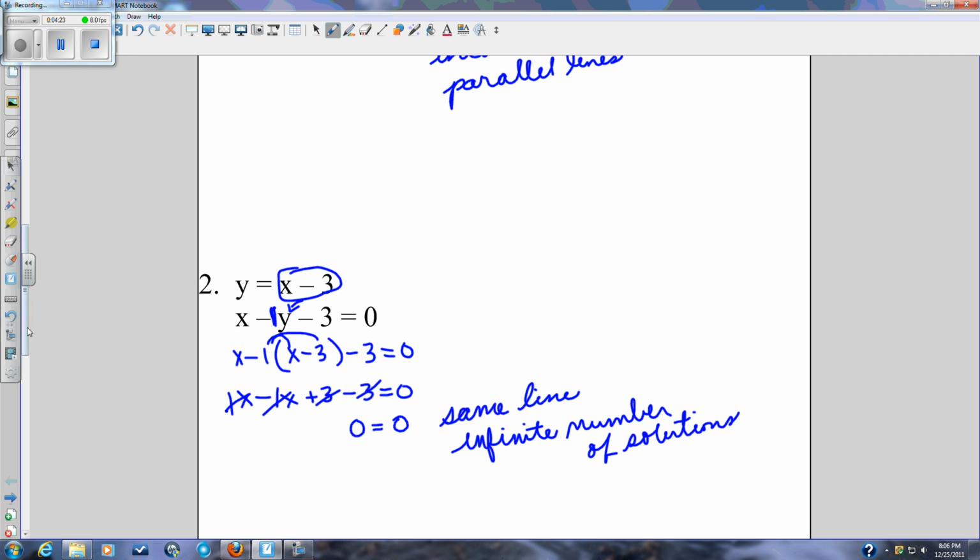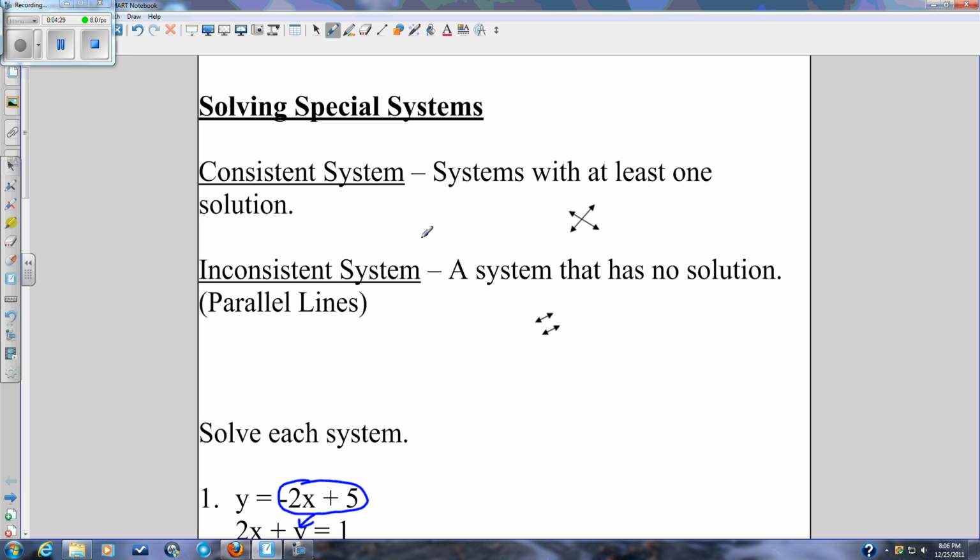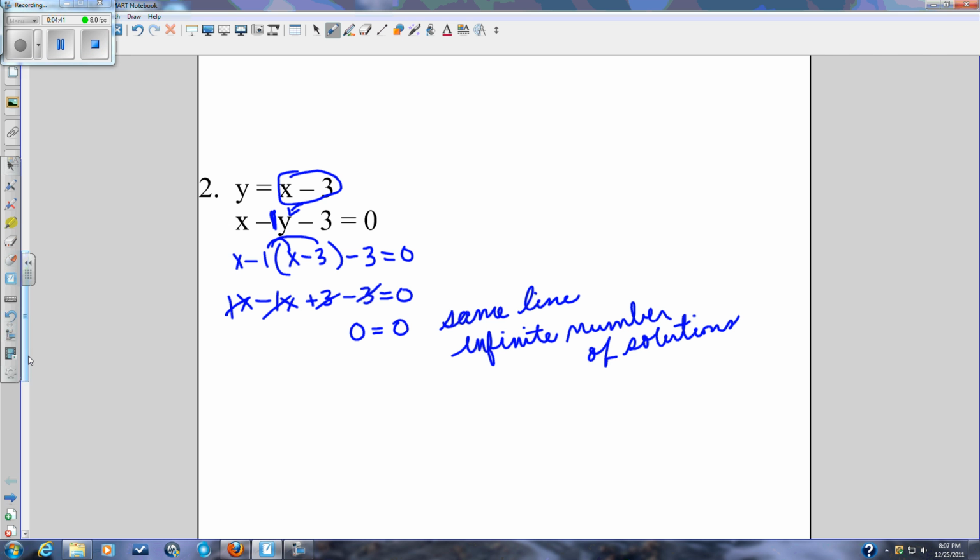Okay? So going back to what we listed here at the top of the page, let's see which category this falls into. Systems with at least one solution. Now, at the beginning, I didn't really talk about anything except the kind that just had one solution. If you have one line graphed over the top of the other same line, there are an infinite number of points where these lines meet. And so there is indeed at least one solution. There's really an infinite number. And this is a consistent system. Okay?